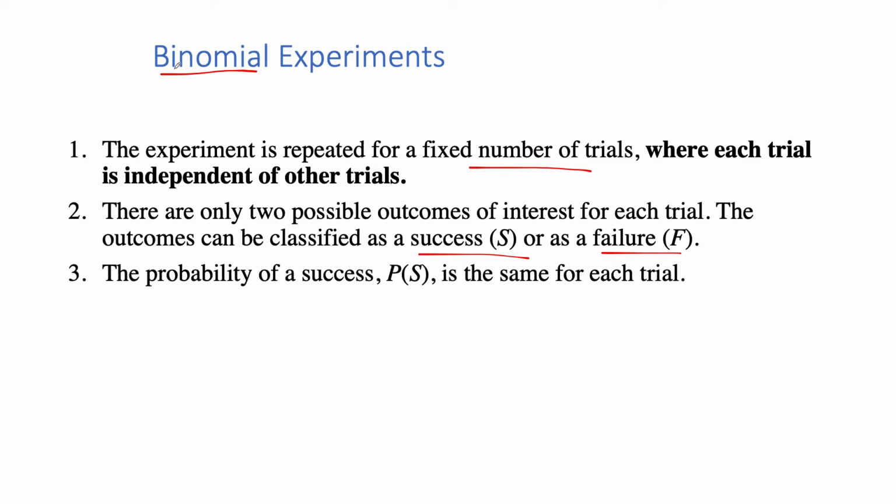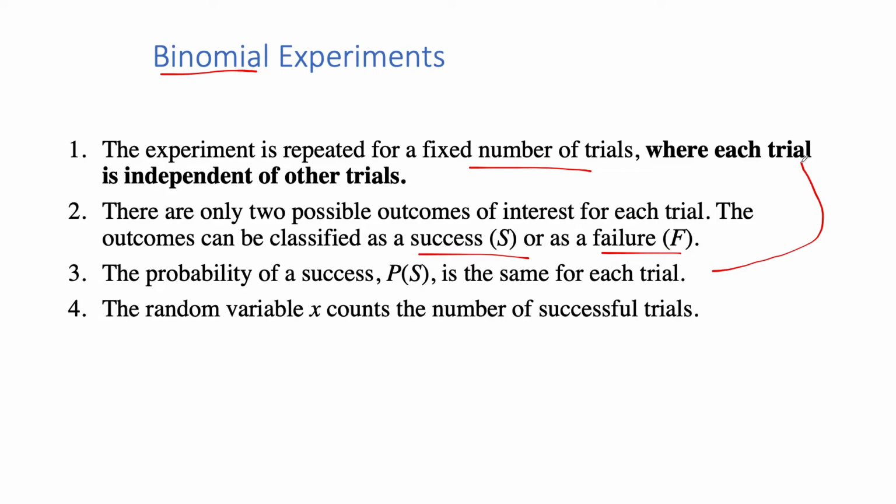Okay. So the probability of success, the probability with which I get a success on any given trial, is the same for each trial. This again goes back to the fact that the trials are independent. So the probability of success on any trial is the same across all the different trials.